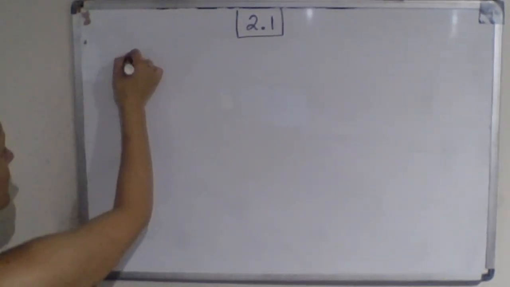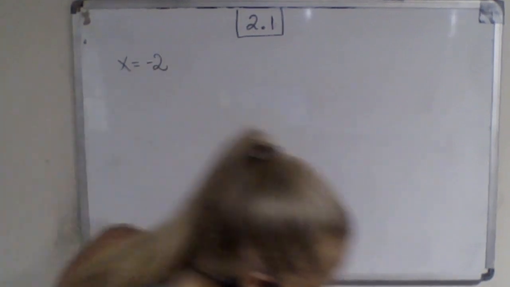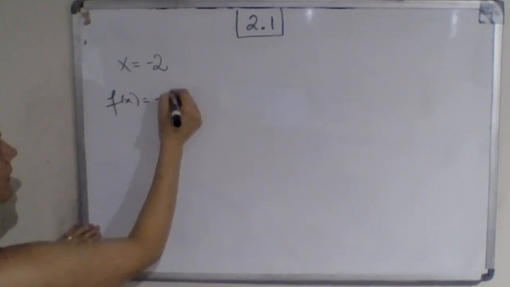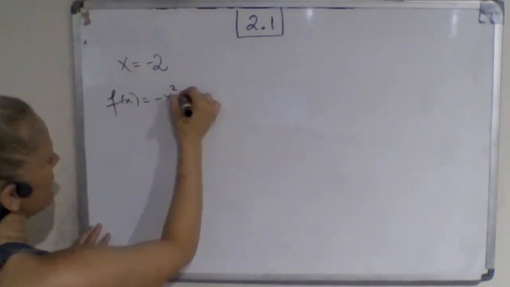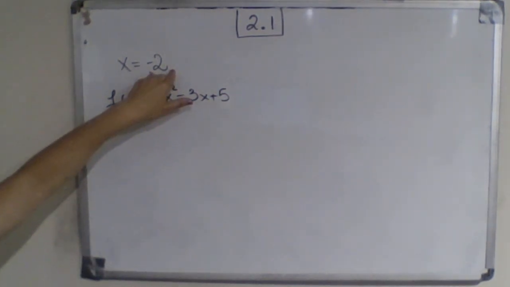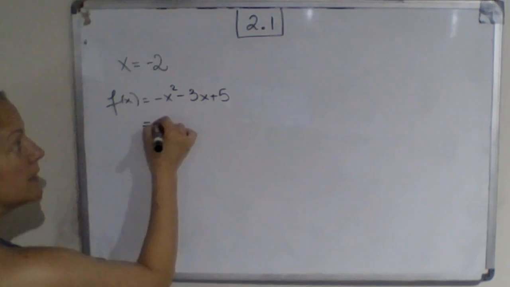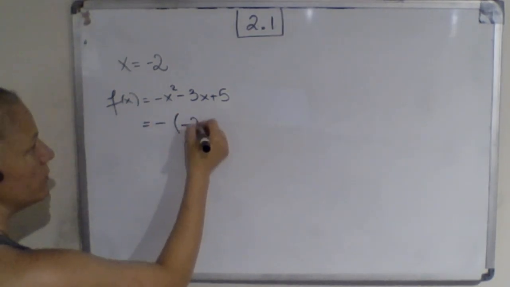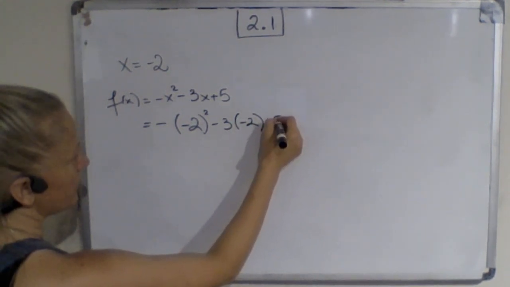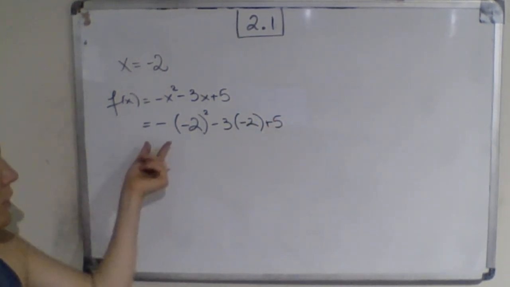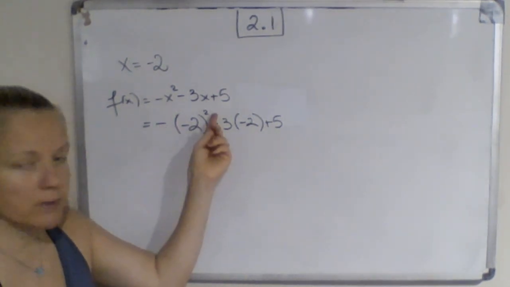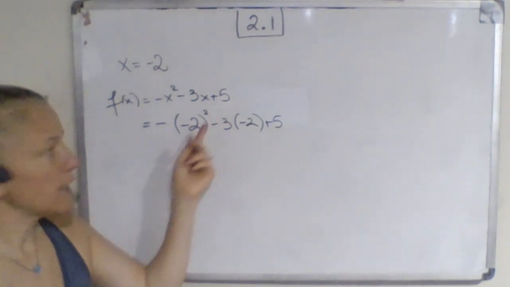Now, let's go ahead and evaluate that for x equals negative 2, okay? Because that is an important evaluation. Your function is f of x equals negative x squared minus 3x plus 5. Please remember, anytime we get a number here, we put that in parentheses. This becomes negative, parentheses, negative 2 to the second power, minus 3, parentheses, negative 2, plus 5. Please do not be tempted to go negative, negative becomes a positive. Remember the order of operations. Exponents get done first.